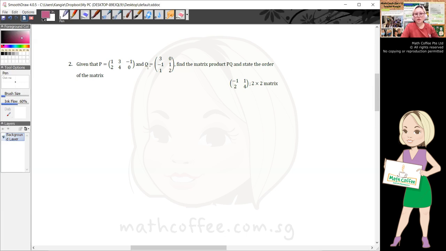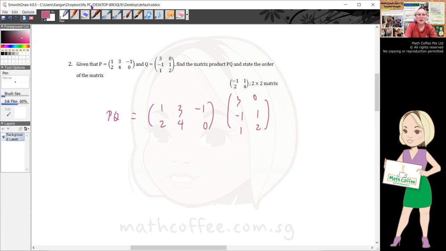Okay, P is this, Q is this, the matrix PQ. Now this is multiplication. The addition and subtraction are very straightforward. Only the multiplication is something students always have issues with. So PQ: 1, 2, 3, 4, minus 1, 0, and then after that 3, minus 1, 1, 0, 1, and 2.